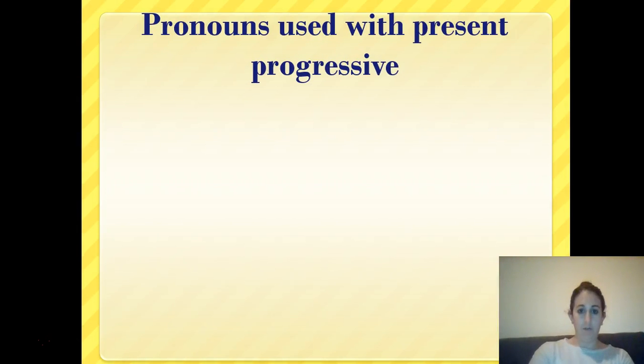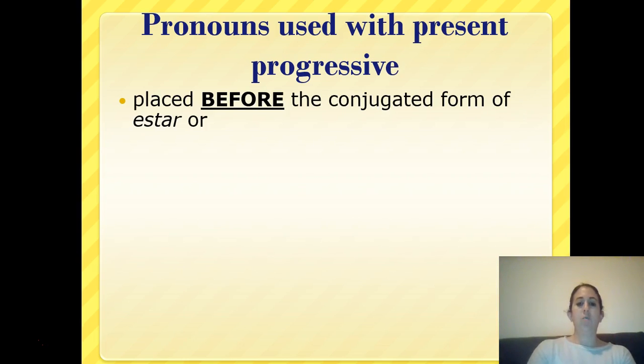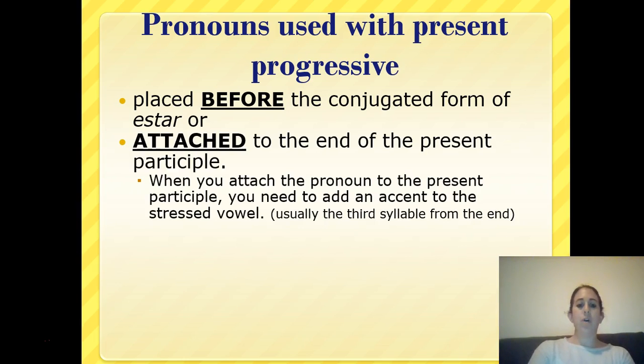Okay, so let's talk about what we do with pronouns when we use them with our present progressives. So we've got these two options. They can be placed before the conjugated form of estar, or they can be attached at the end of the present participle. And I'm going to show you an example here in just a second. But if we attach the pronoun to the present participle, then we have to add a written accent. And I'll talk about that here shortly.